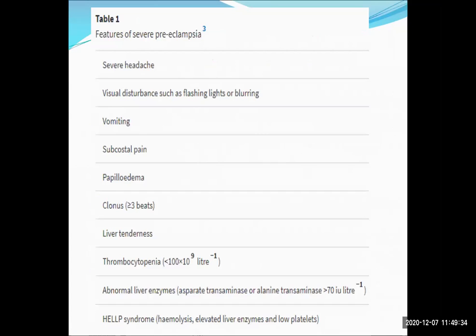Now this table, okay, is again highlighting what are the features of preeclampsia. See that? These are the different ways of revising ourselves in the class. So please pay attention. You will be so clear after I finish this lecture. Severe headache, visual disturbance like flashing of the light or blurring of the vision, vomiting, subcostal pain. This is also known as right hypochondrial pain, okay, because liver is congested there. Papilledema, that's what I was talking about just now.